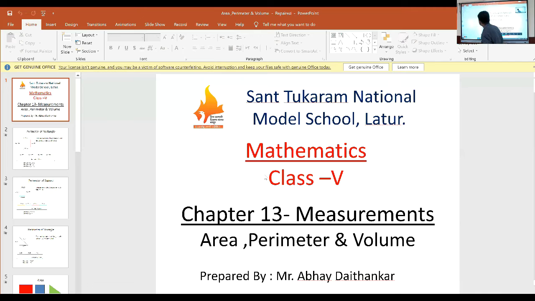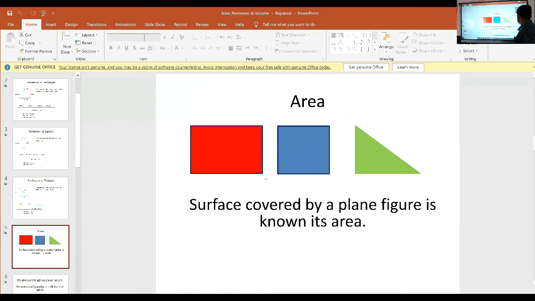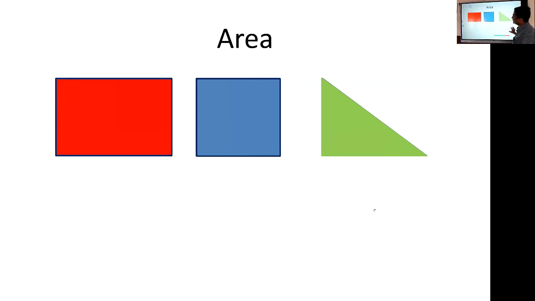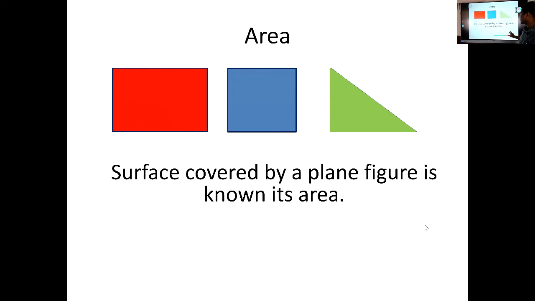So we'll jump to the two-dimensional figures like a square, rectangle, and a triangle. So what does area actually mean? We'll take a rectangle, and the surface covered by the rectangle is known as the area. We'll take a square, the surface covered by the square is known as the area. We'll take a triangle, and the surface covered by the triangle is known as the area. So if we take different shapes, the surface covered by a plane figure is known as its area. Okay, fine.